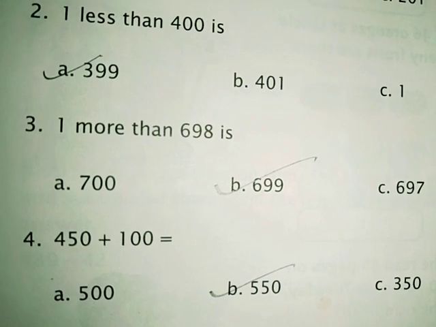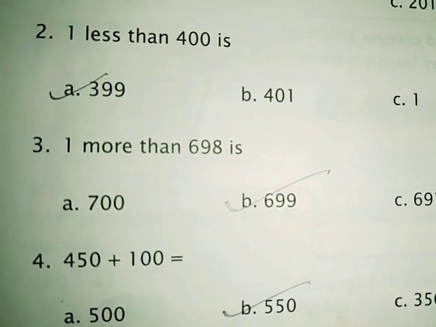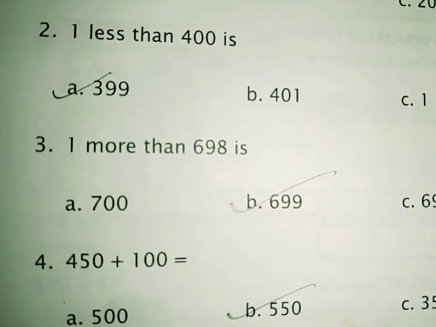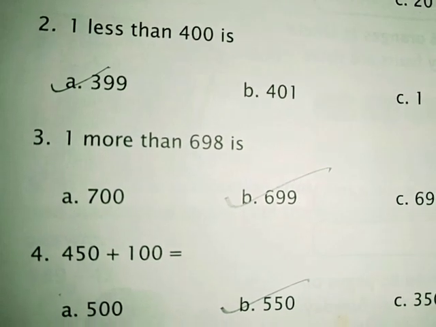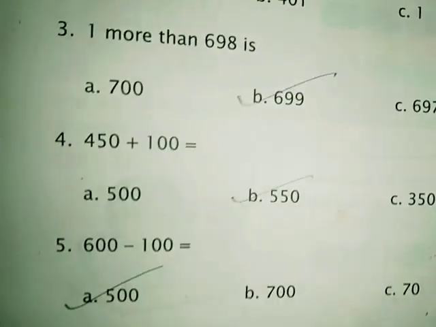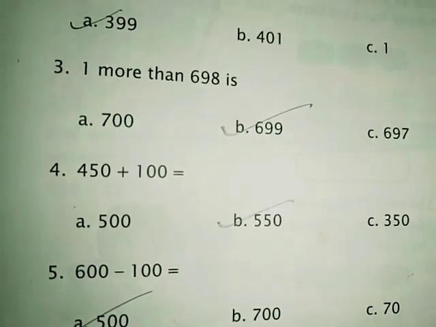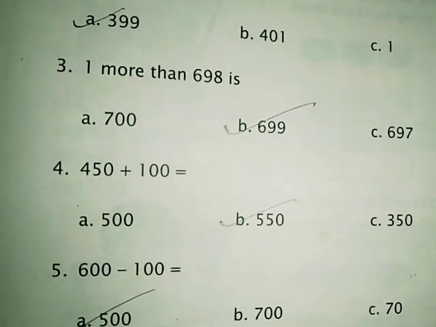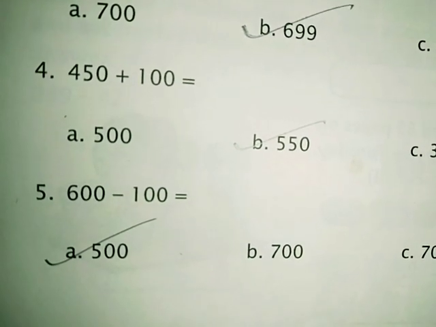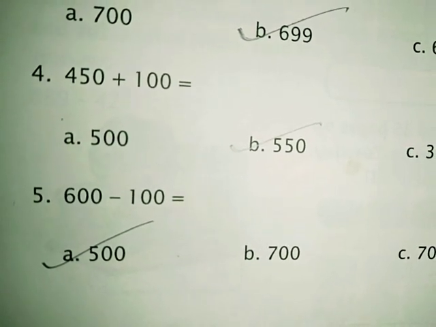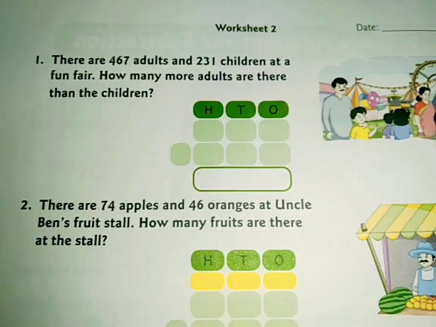Number 3, 1 more than 698. So again, 1 more than 698 means when 1 is added to 698, we get the number that comes after 698, and so option B, 699 is the correct answer. Number 4, 450 plus 100. This also I believe all of you can do mentally. 450 plus 100 is 550. Number 5, 600 minus 100. The correct answer is 500. Option A is the correct answer.